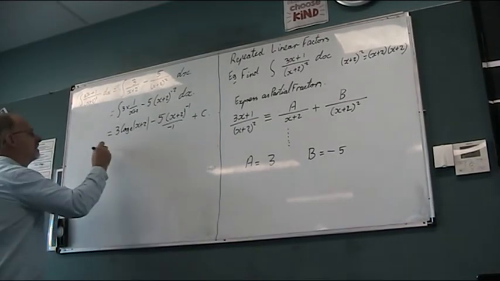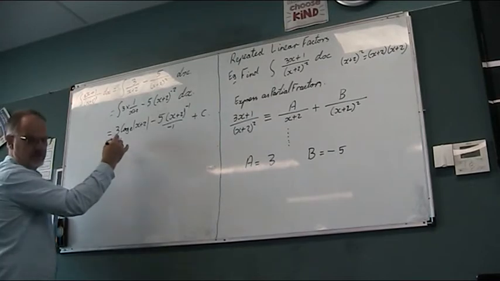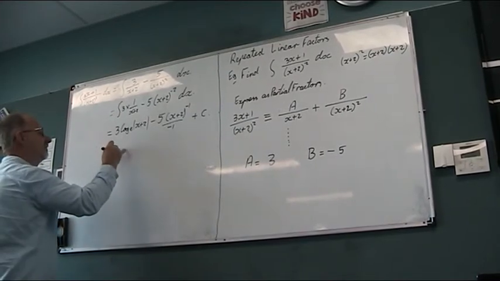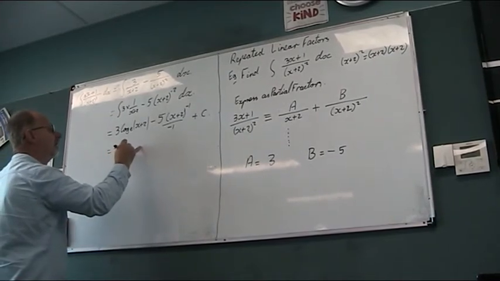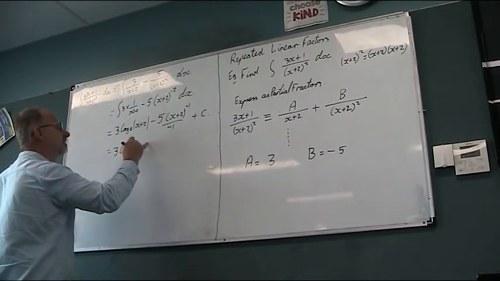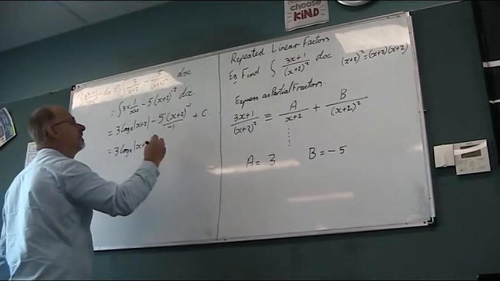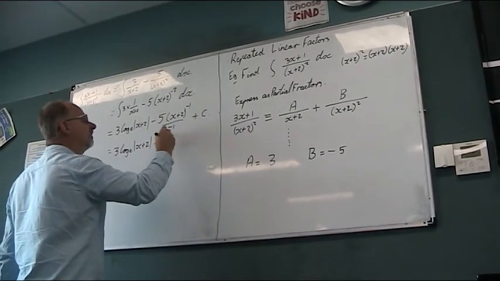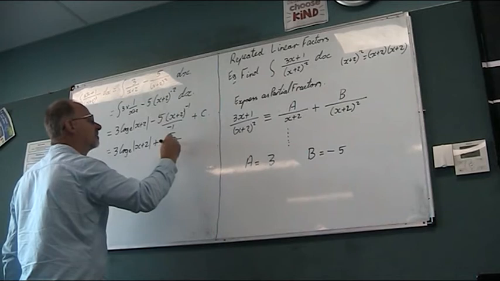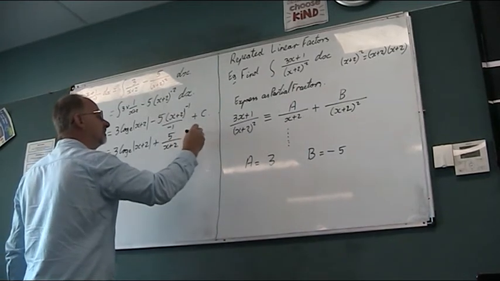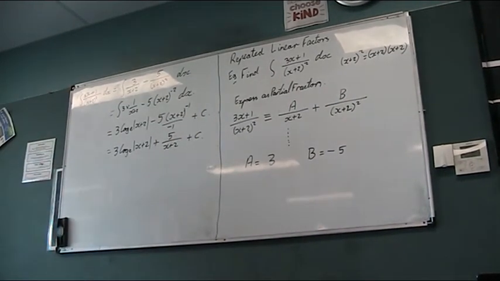All right, let's just leave the 3 there, because we've got no other log bit. This minus and this minus give me a plus, so plus 5 over x plus 2, plus some constant.